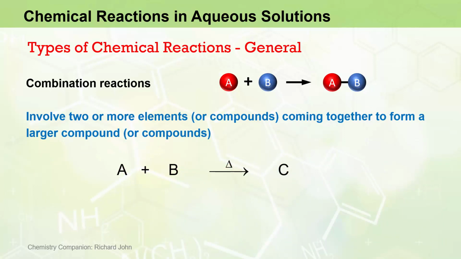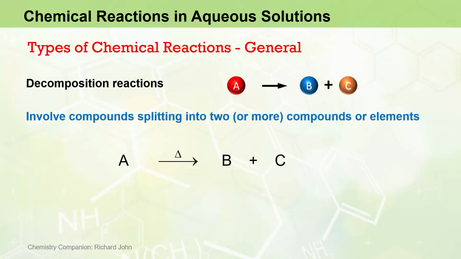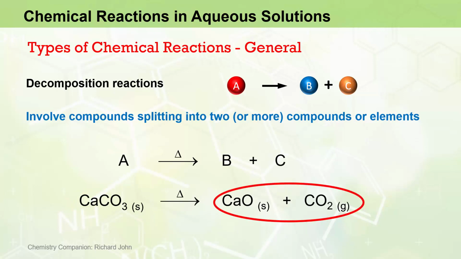Combination reactions involve two or more elements or compounds coming together to form a larger compound or compounds. And the classic reaction that we've encountered several times before, the formation of the ionic compound sodium chloride, falls into this category, where the elements sodium and chlorine combine to form solid sodium chloride salt crystals. Decomposition reactions involve compounds splitting into two or more compounds or elements, with a common example being the ionic compound calcium carbonate or limestone decomposing to form two different compounds, calcium oxide and carbon dioxide.